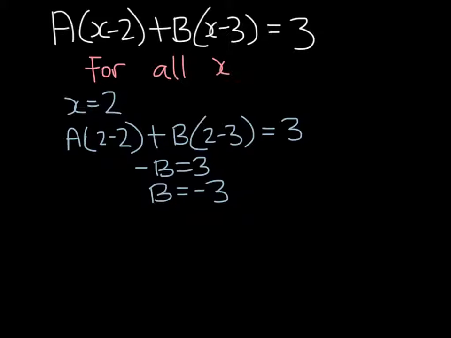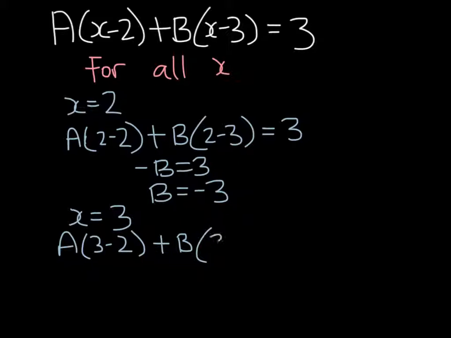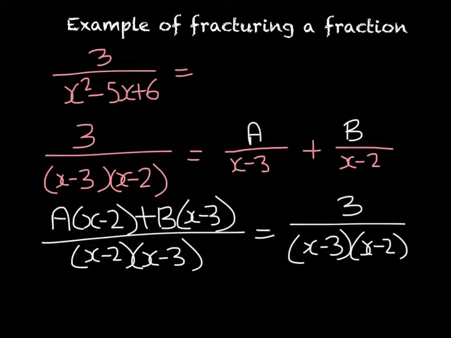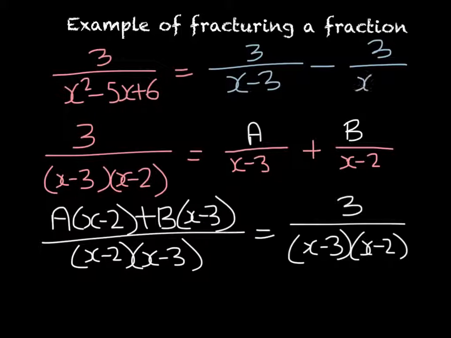Now, to find a, what I can do is plug in x equals 3, and then that'll give me that a times 3 minus 2 plus b times 3 minus 3 equals 3, or that a simply equals 3. And now that we know that, we can go back to our beginning fraction, and we'll just say that this equals 3 over x minus 3 minus 3 over x minus 2.